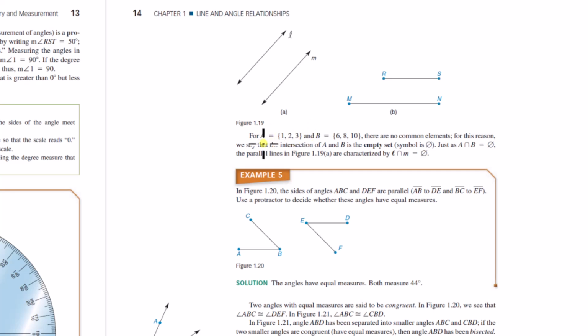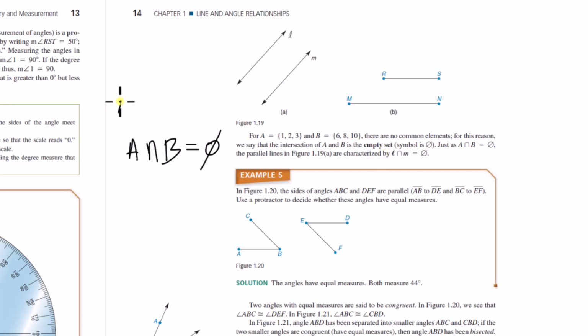Okay. For set A is equal to {1, 2, 3}, and set B is equal to {6, 8, 10}. Looks like we're changing gears here, coming to a new topic. There are no common elements. For this reason, we say that the intersection of A and B is the empty set. So, okay, we have set A and set B. If we want to think about the intersection of set A and set B, well, that set is empty. There is no intersection, and so that would be equal to this. It's called the empty set.